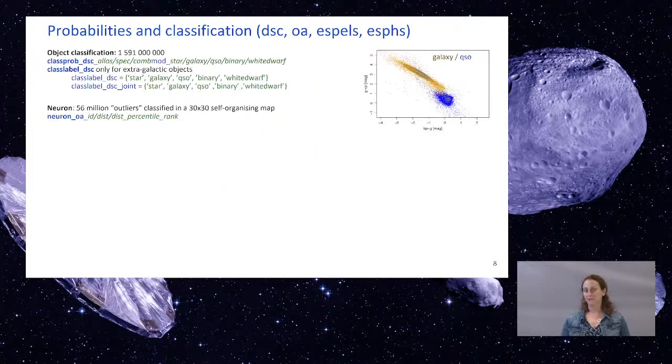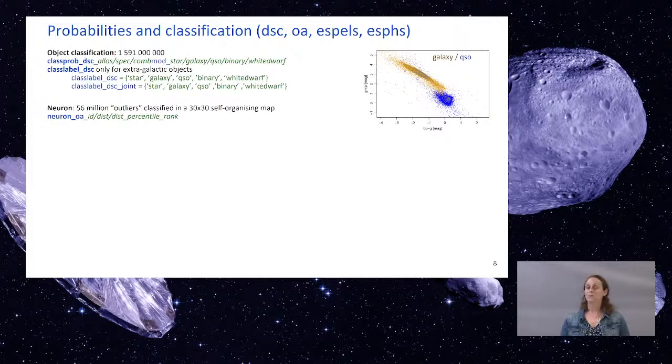These come from various modules. The first one I'm explaining today is on object classification for 1.6 billion sources. So you will find class probabilities along with class labels. These are derived by DSC, and you have a choice of methods that you can investigate, and these will basically give you a probability if the object is a star, a galaxy, a QSO, binary, or white dwarf.